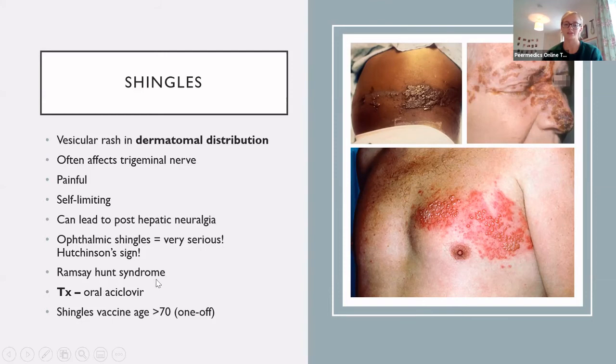And then there's Ramsay Hunt syndrome as well. If someone presents with a facial nerve palsy, obviously you want to rule out stroke and Bell's palsy, but check the ears as well, because if they have vesicles around the ears, it could be Ramsay Hunt syndrome. So it's just the area that's affected. Common treatment is just oral acyclovir, and people can now get the shingles vaccine. It's a one-off vaccine and it's for 70 years plus.